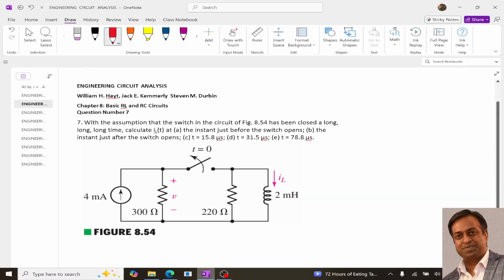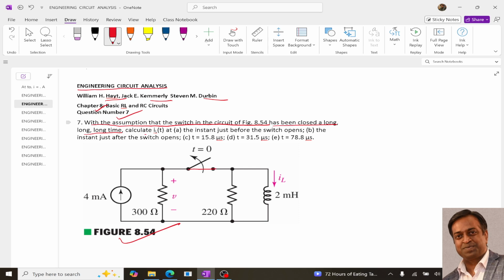Hello guys, in this video I am going to explain the solution of question number 7 from chapter 8 of the book Engineering Circuit Analysis by Hayt, Kemmerly and Durbin. The question says that with the assumption that the switch in the circuit of figure 8.54 has been closed a long time, meaning this switch was closed for a very long time.